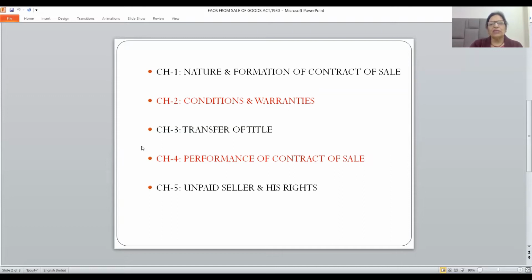So the term goods is the subject matter of contract of sale. Goods includes all movable goods, or those goods which are grown and are to be separated from the land. That will also fall under the category of goods. But goods does not include actionable claims and money. Money means legal tender money, and actionable claims are those claims which can be enforced through legal action only.